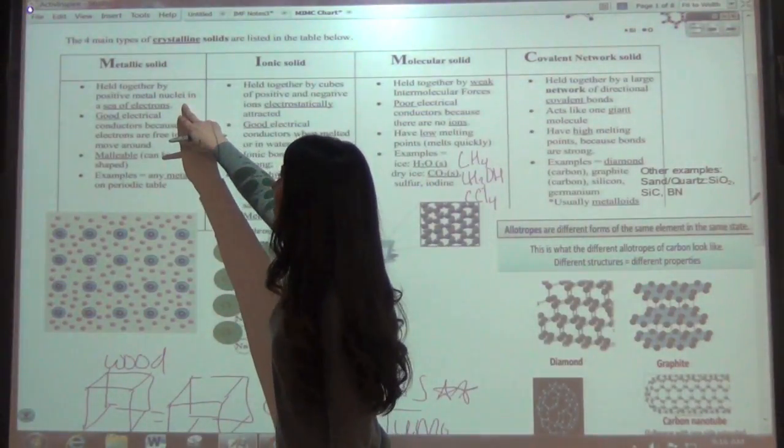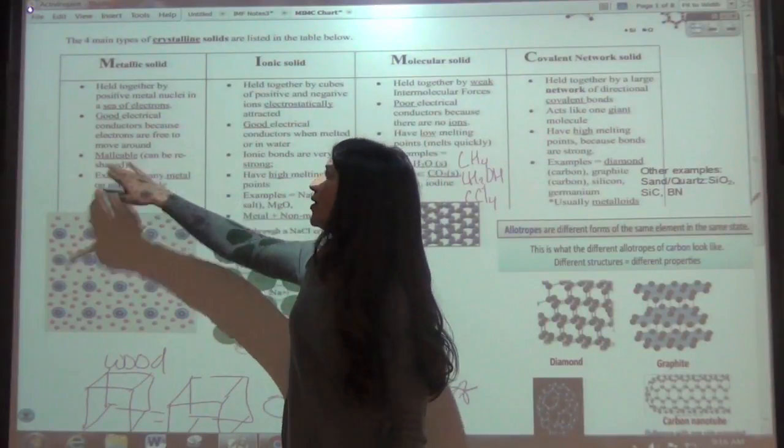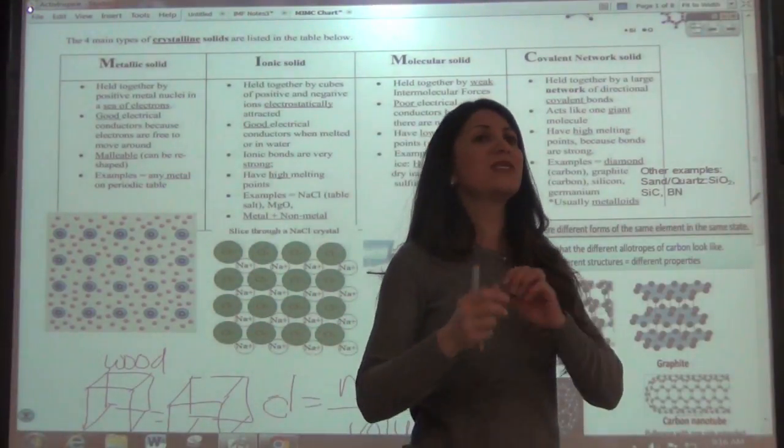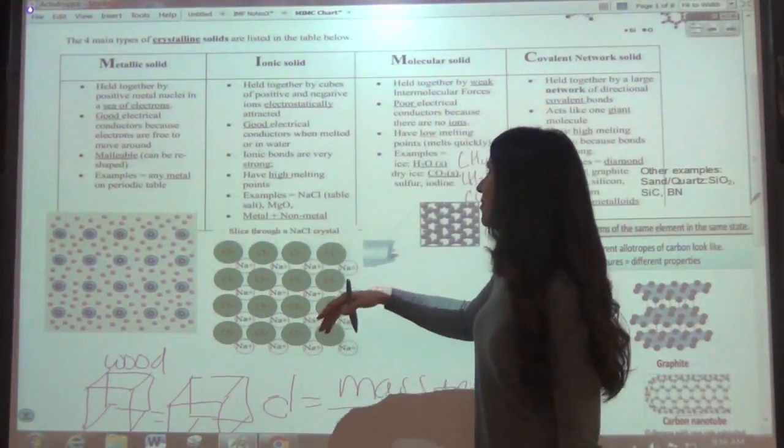So they're held together by positive nuclei with the sea of electrons. They're good conductors because the electrons are free to move around. We see that they're malleable, which just means that you can reshape them. Okay, so you can hammer them into different shapes, and it's any metal in the periodic table.